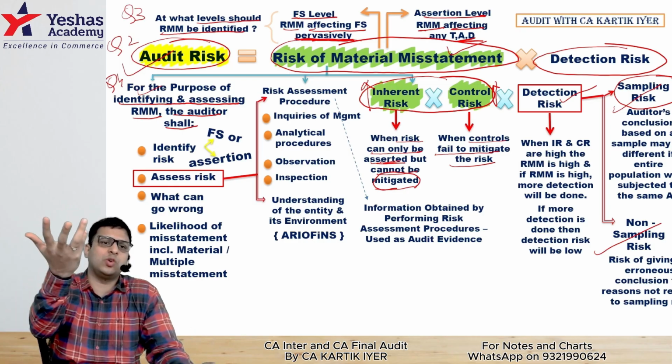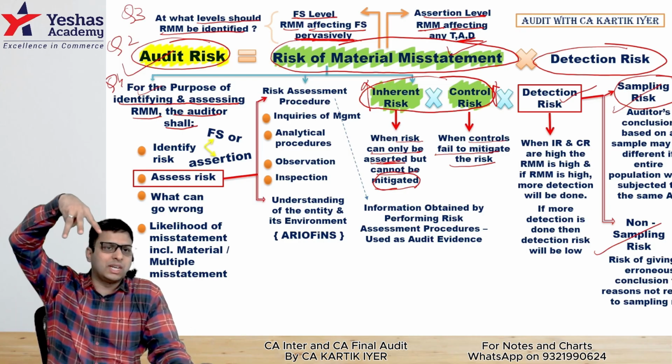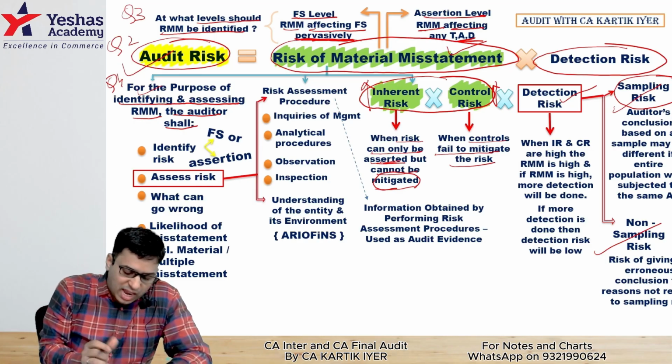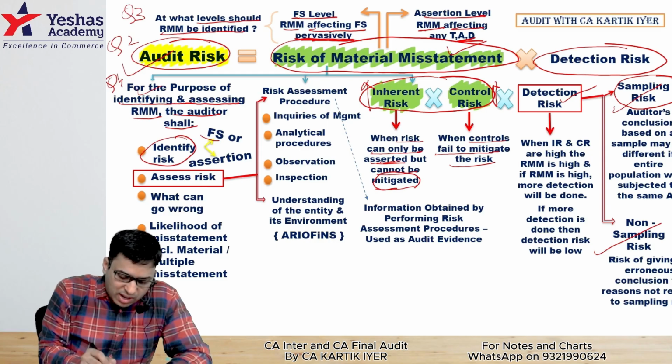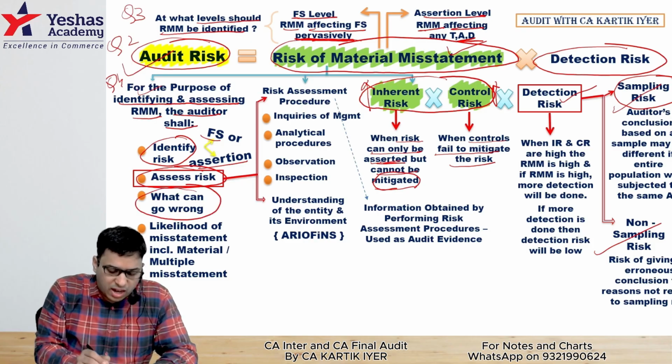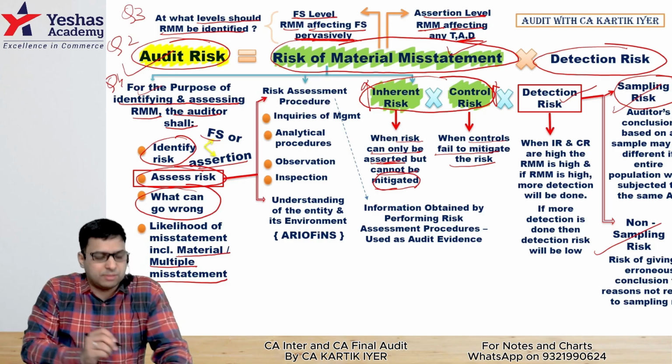Then you ask yourself, what can go wrong? Multiple misstatements, material misstatements. So how did we do it? We identify the risk at the FS level and at the assertion level. We assess the risk. Then we ask ourselves what can go wrong. And after that, we have the likelihood of material misstatement or multiple misstatement.